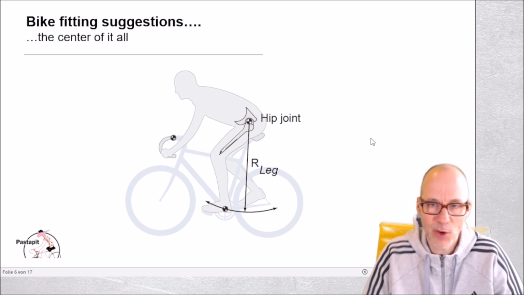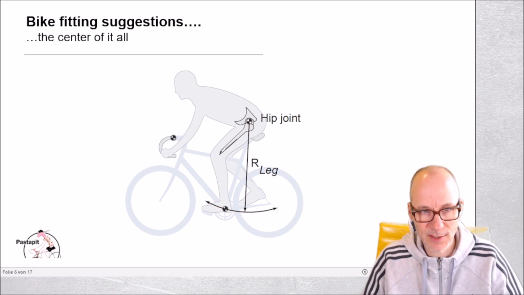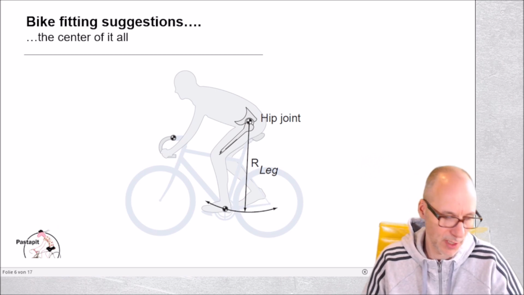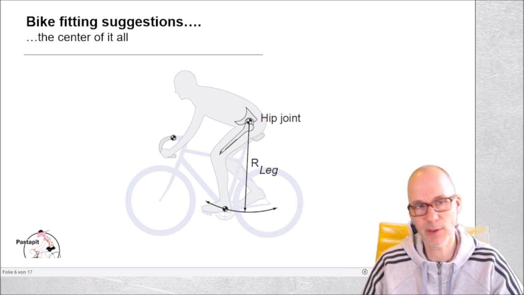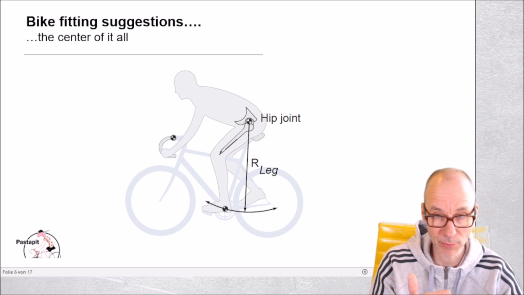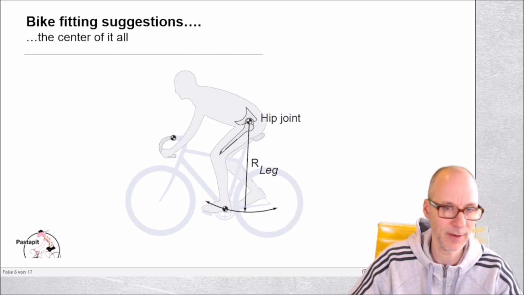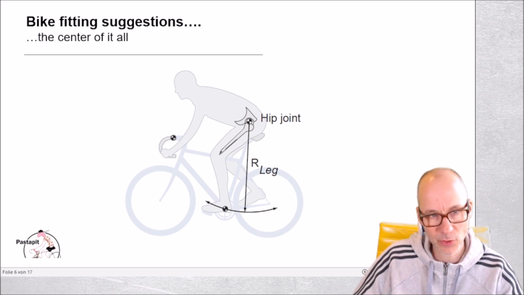And somehow the basic question is: is it really correct to keep in mind a fixed bottom bracket, and in relation to your bottom bracket you move the saddle and the handlebar? And I think that's not the correct way.